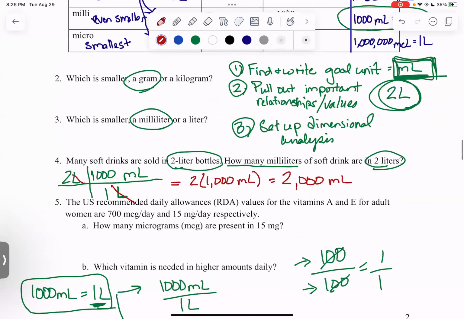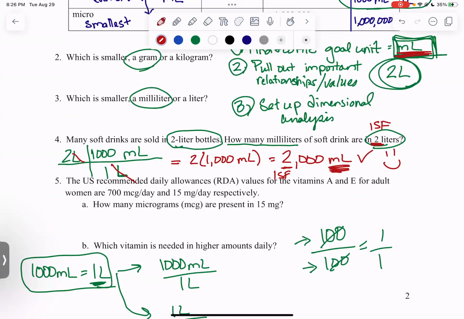That gets me exactly my goal. I always want to check: did my unit and my goal unit match? Yes, I'm very, very happy. The other thing you need to check is your significant figures. I have one significant figure here, and one significant figure here. So I am good. Okay, we're going to try the next one.